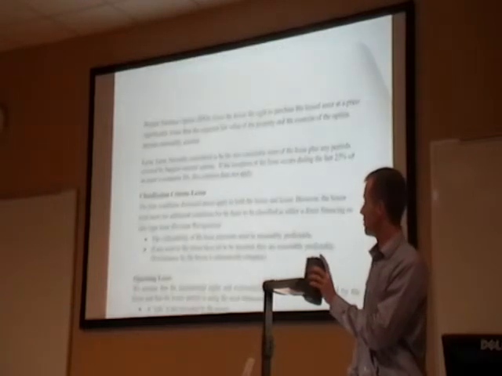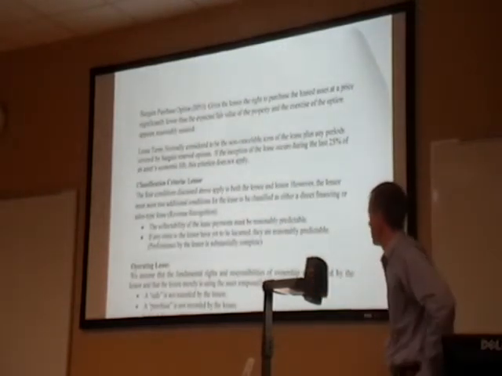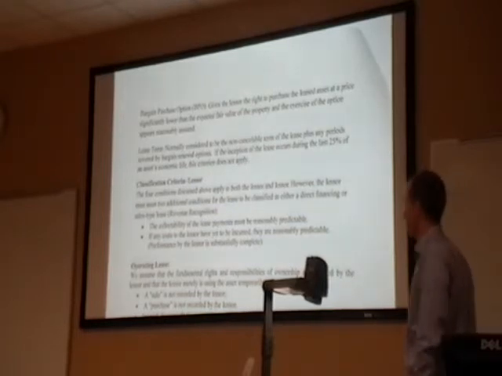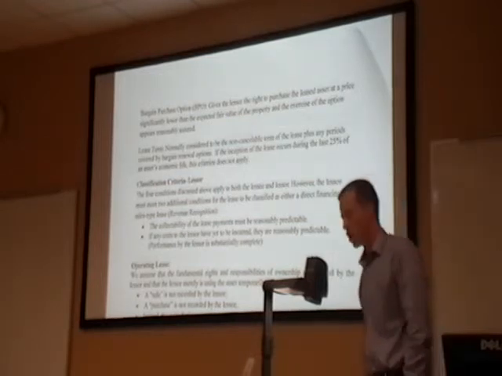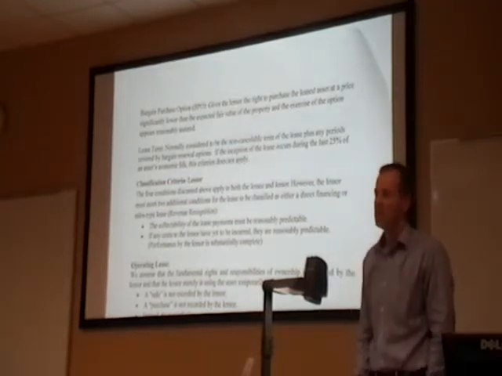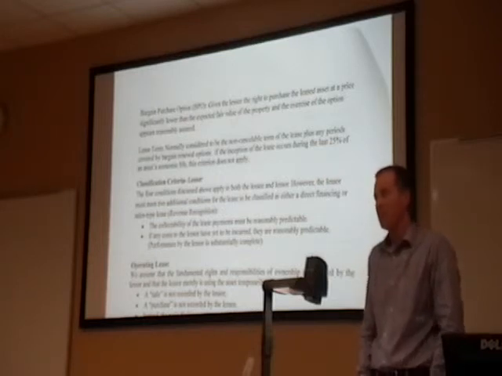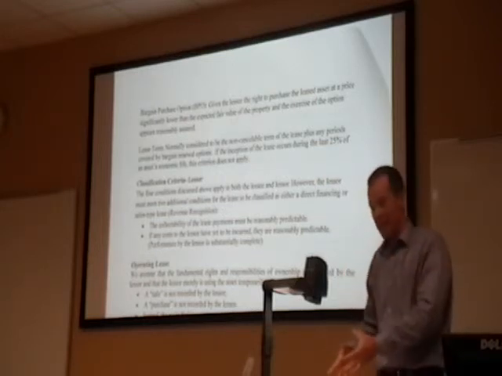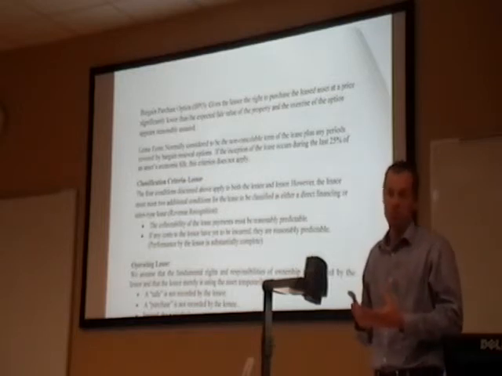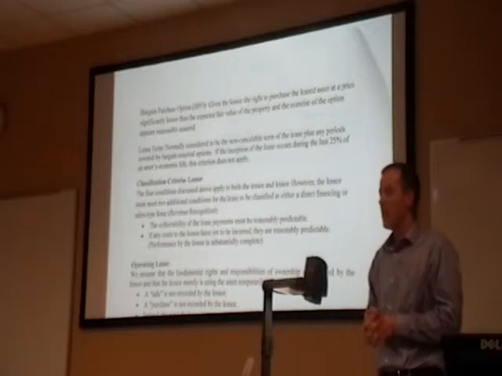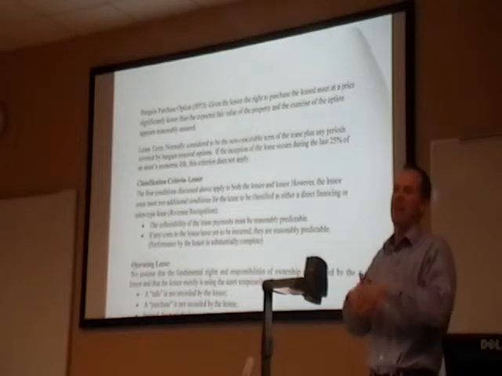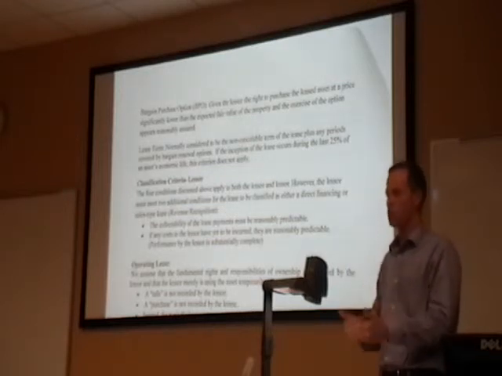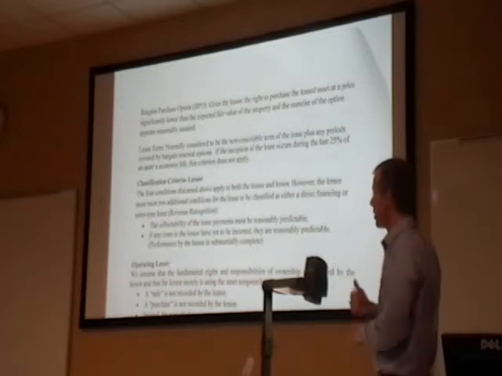We have a couple definitions first. A bargain purchase option gives the lessee the right to purchase the leased asset at a price significantly lower than the expected fair value of the property, and the exercise of the option appears reasonably assured. So basically, they're always going to do it. And so the reason that we have to have this bargain purchase option in the standard is that this is what firms were doing before this was part of the standard. They'd say, ownership doesn't transfer, but they're allowed to buy it at this significantly lower price. And so basically they had to add this to the standard to say, no, this does not get you around the rule. So bargain purchase options are still going to be capital leases.